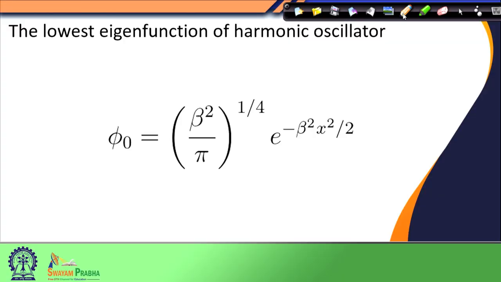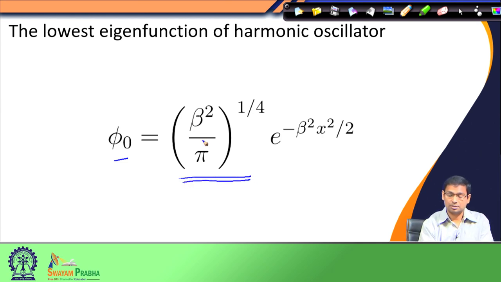If you remember, we defined our phi 0, which is the lowest eigenfunction of harmonic oscillator, as we obtained the normalization constant given here, where beta square is defined as m omega divided by h bar. This is the normalization constant, and this is the functional form of the lowest eigenfunction of harmonic oscillator. We also discussed that this form is known as a Gaussian function. It gives a bell shape function.